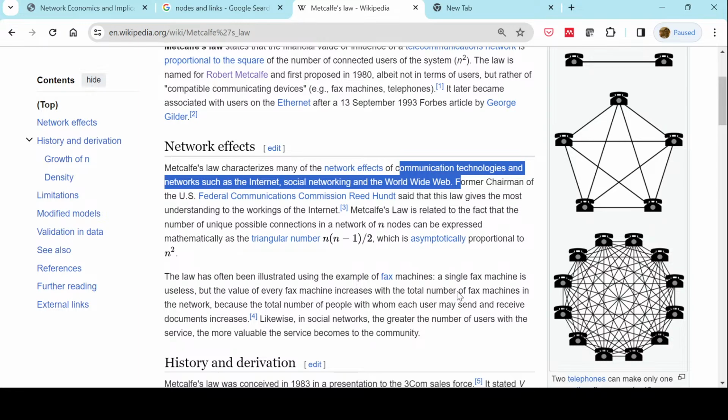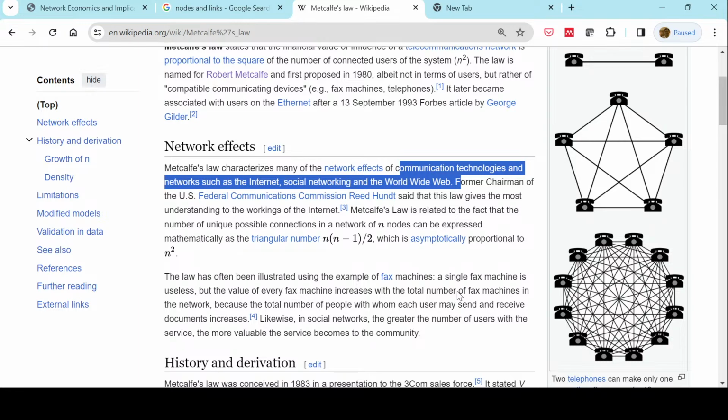Because again, you must remember from my slide, network externality has to do with the number of users. So we are seeing the words over and over again: number of users. Because the total number of people with whom each user may send and receive fax documents increases. You send documents through a fax machine.